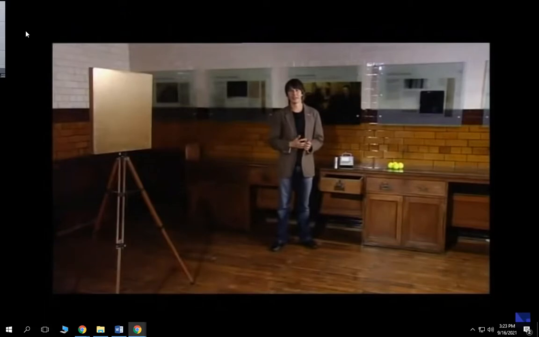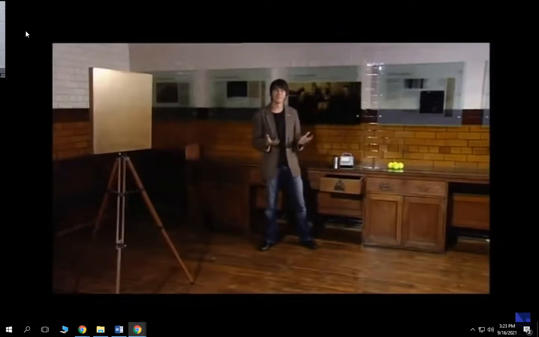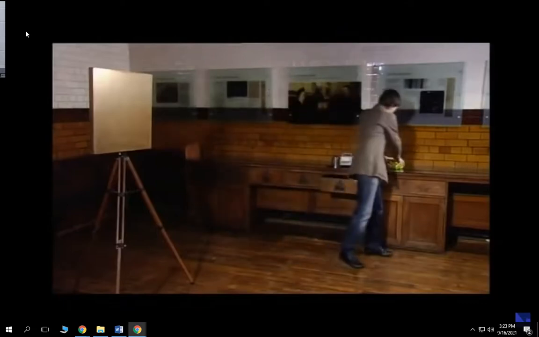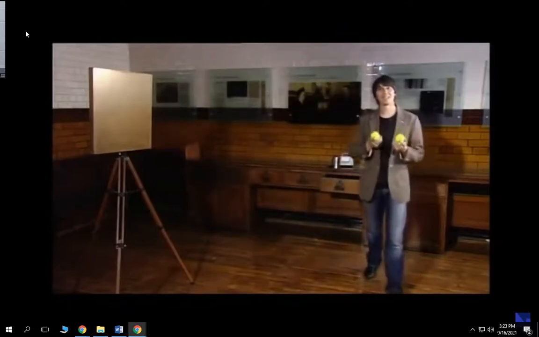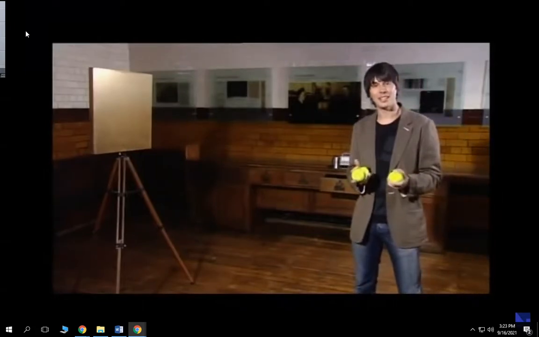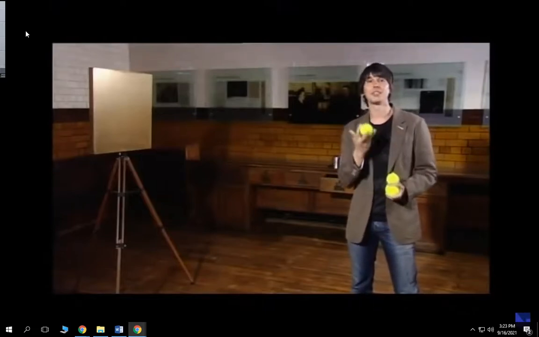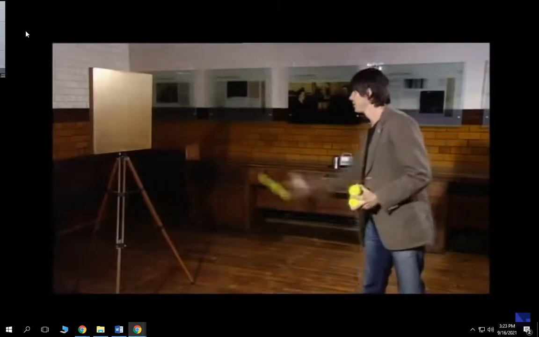Rutherford asked two of his students, Hans Geiger and Ernest Marsden, to fire some alpha particles at a piece of thin gold foil. See what happened. So imagine these tennis balls are the alpha particles. Now if the atom were, as Thompson had suggested, kind of an amorphous blob, then you expect the alpha particles to pass right through.